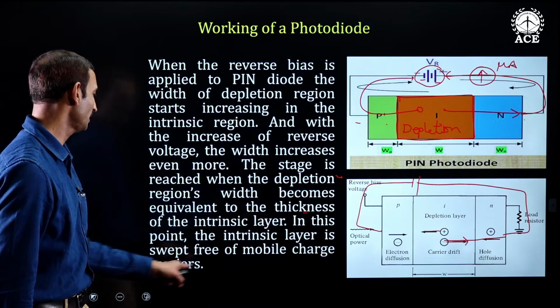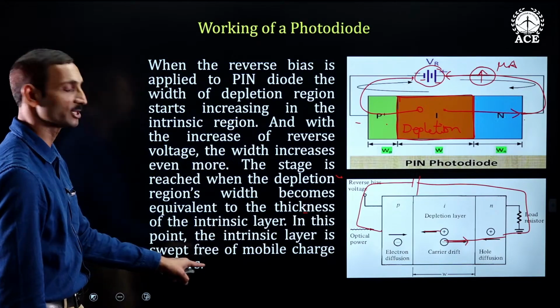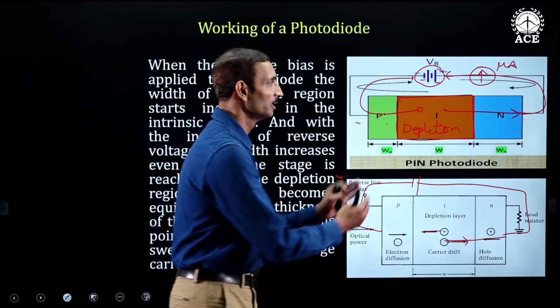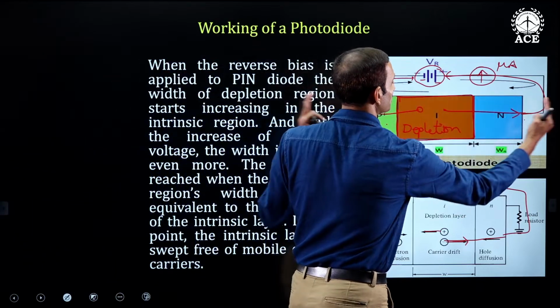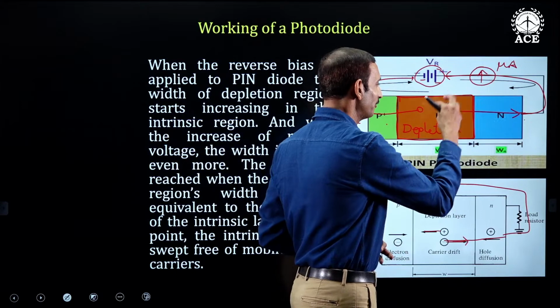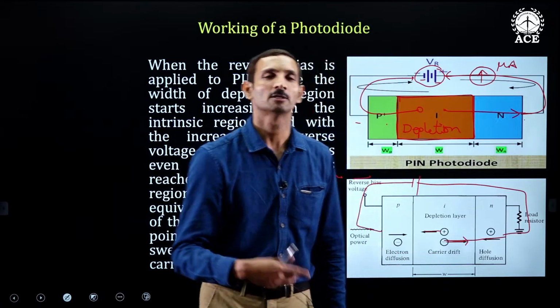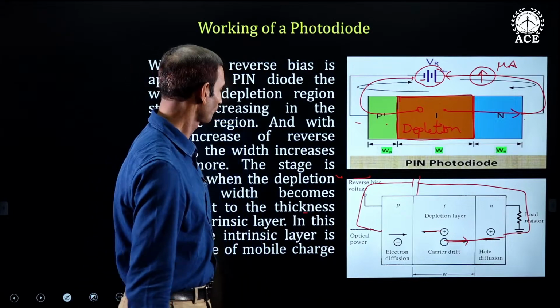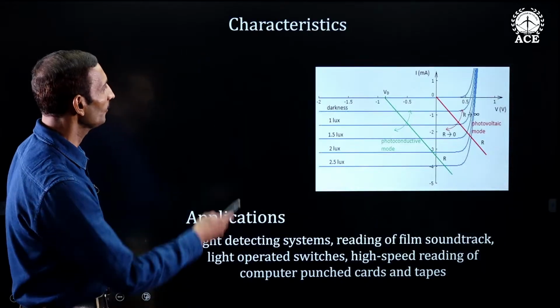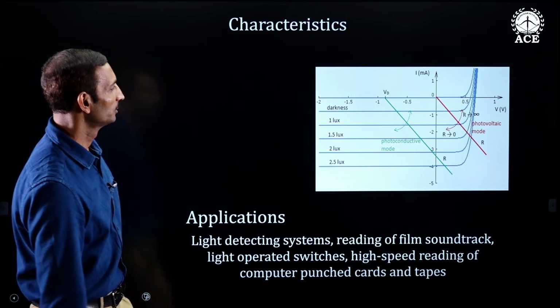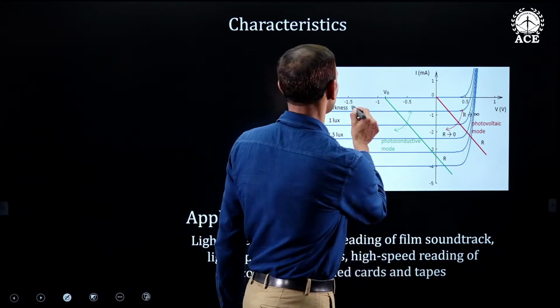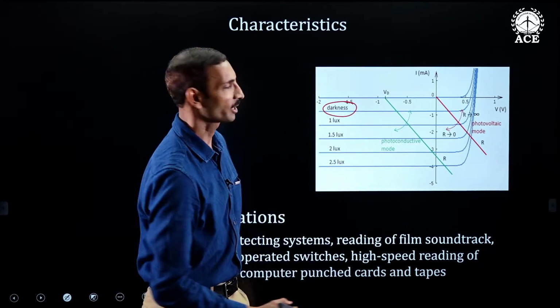So the intrinsic layer is swept free from all mobile charge carriers. Initially that is what is going to happen. Because of the reverse bias, all mobile charge carriers would go away from it. But when light falls, the charge carriers are produced, move in opposite directions, constitute current, and detect light. This is what I just want to show you. So this is what we call dark current. So the current would be lower.